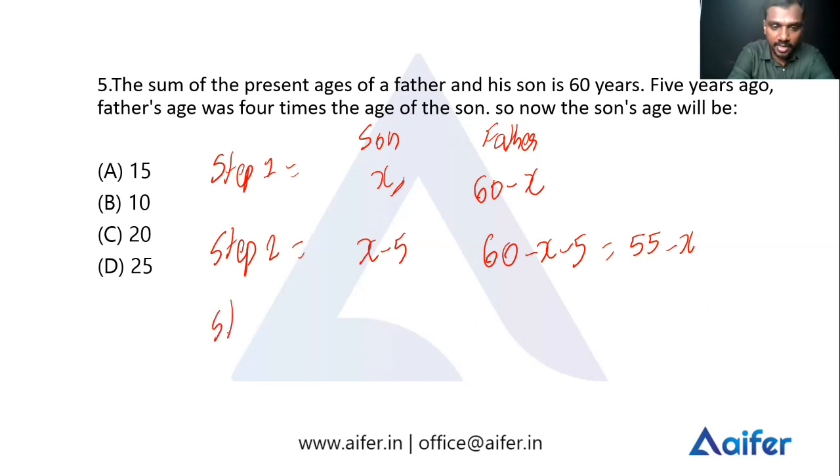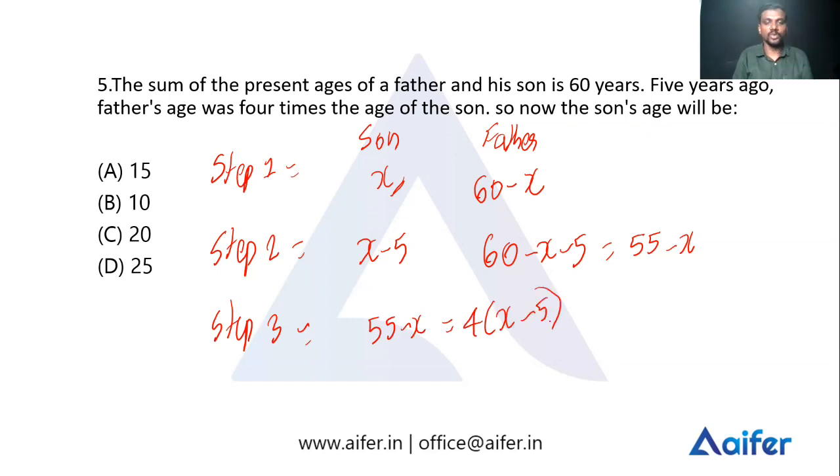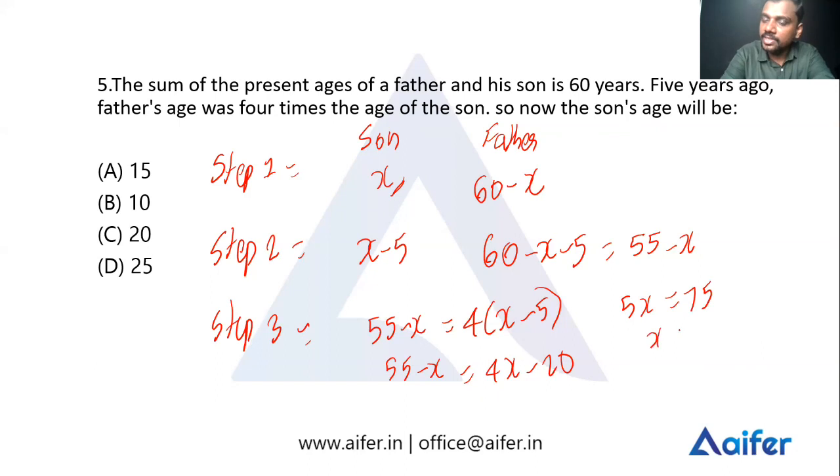So we have step 3. 5 years ago, father's age, that is 55 minus X, is 4 times that of son. That is 55 minus X is equal to 4 into X minus 5. So we have 55 minus X is equal to 4X minus 20. That is 5X is equal to 75. X is equal to 75 by 5, that is equal to 15. So we have X is equal to 15. So the age of son will be 15.